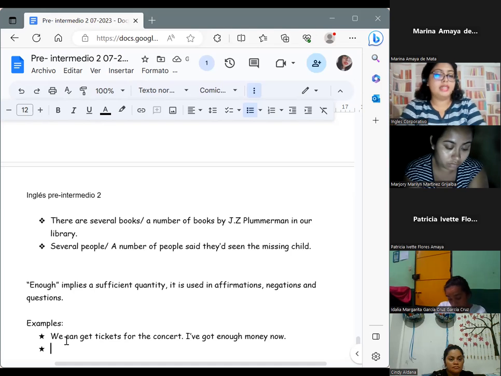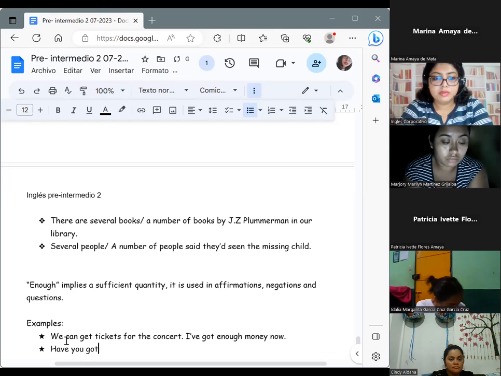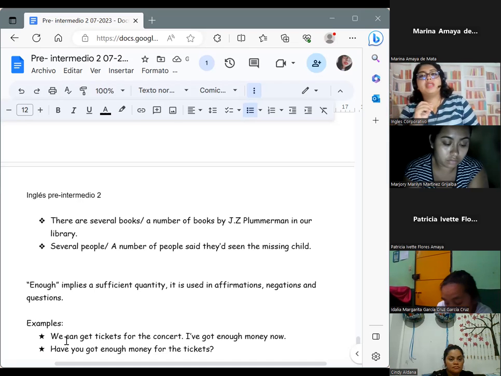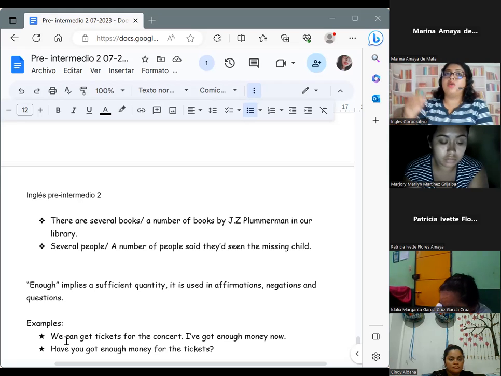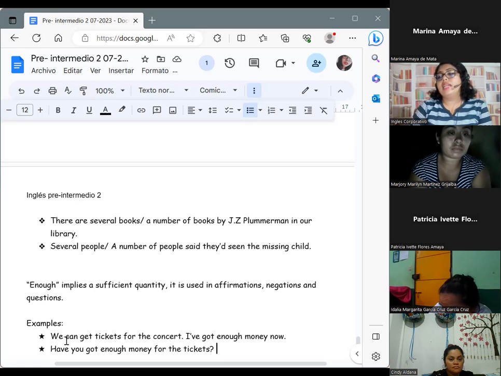Have you got enough money for the tickets? So in this question, it's kind of different because we are asking if we have enough money or we have the money to buy the tickets. En la pregunta, ¿tienes suficiente dinero o lograste tener el dinero suficiente para comprarlos o lograste la cantidad que necesitabas? Aquí estamos hablando si logramos obtener la cantidad necesaria para poder comprar las entradas.